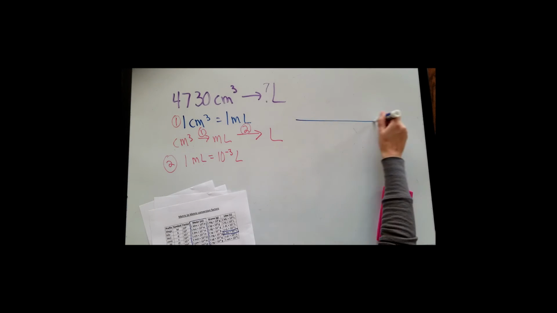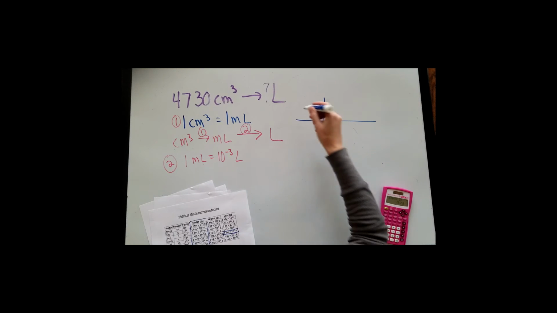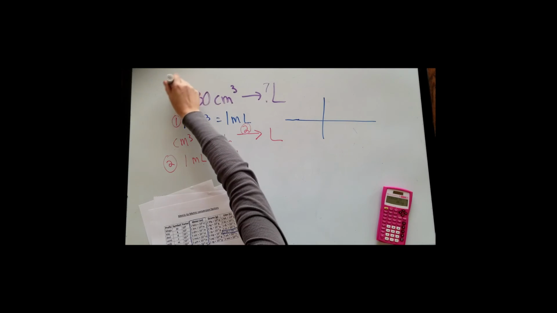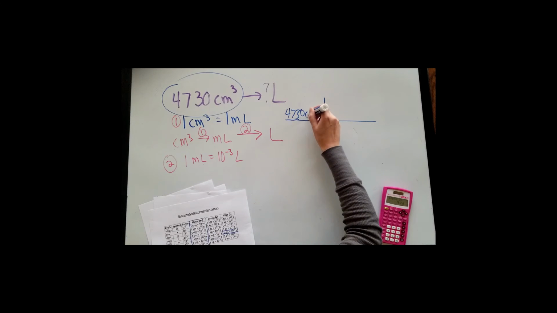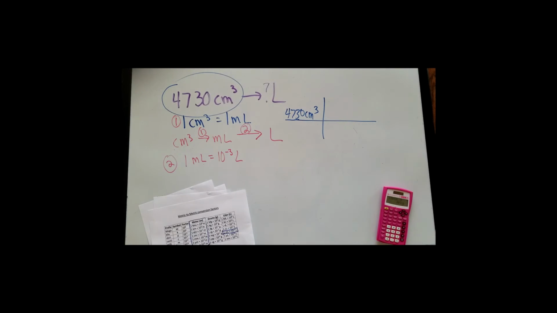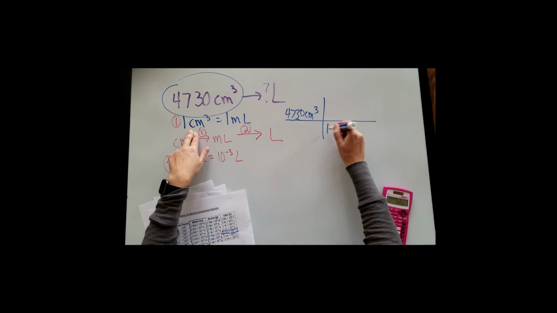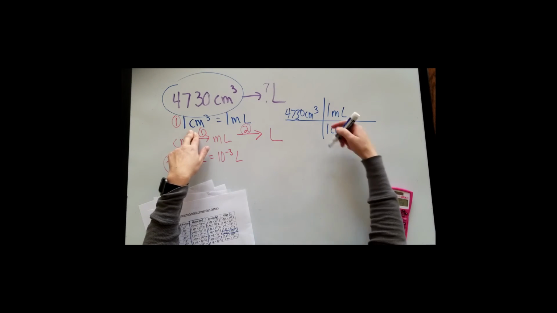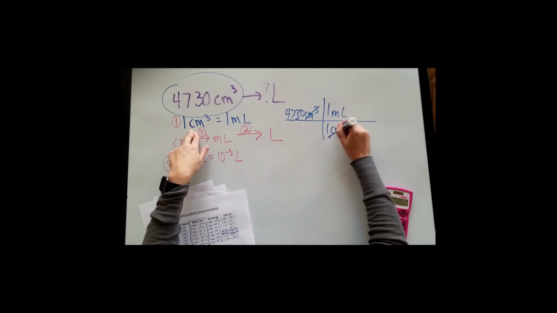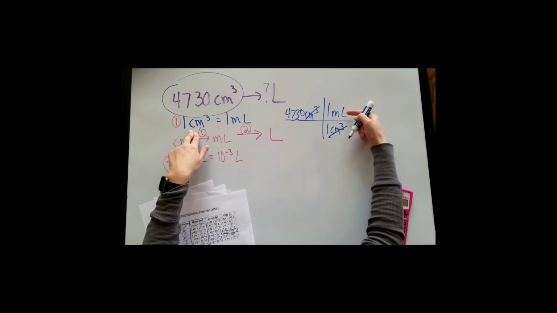Once I have both conversion factors, I'm going to start with my original number given to me in the problem, 4730. This first conversion factor, I'm not actually changing the number at all, but I'm going to write it down since it's a 1-to-1 ratio, just so I can show that I am canceling out the centimeters cubed and I'm being left with milliliters.